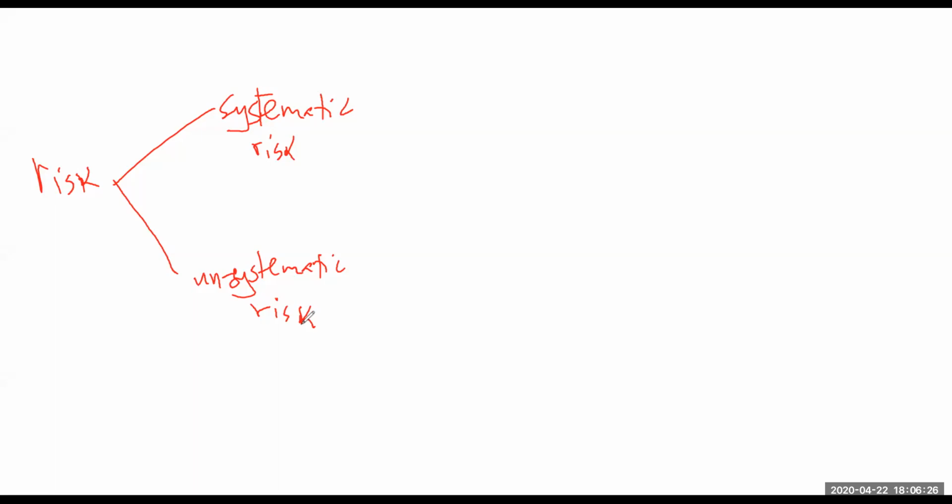We have the systematic risk and you have the unsystematic risk. So this is what we need to consider in the model, the two risks, both the systematic risk and unsystematic risk. Let's go back to our notes. We discussed the two risks in detail.